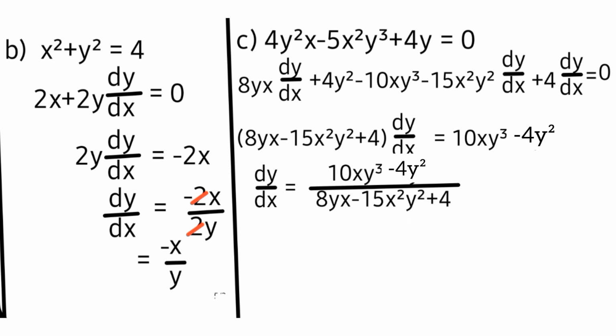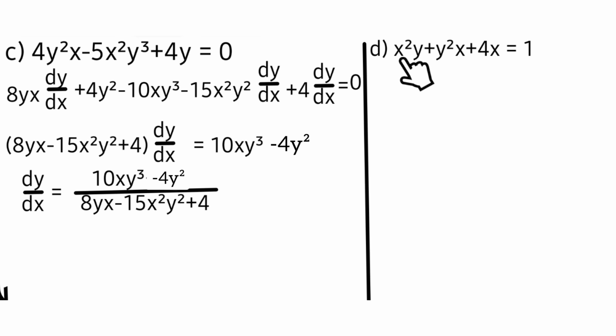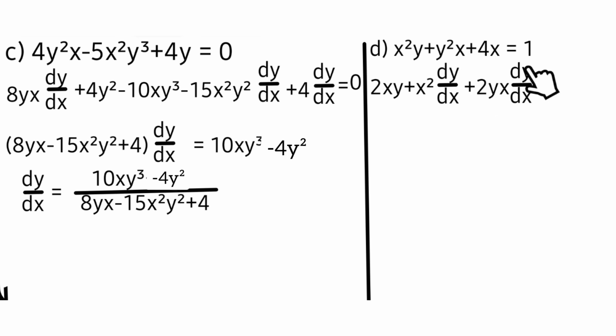Now let's proceed to answering the last question. Now let's differentiate x. 2 times xy. Let's differentiate y. The differentiation of y here is 1, so we are left with x, then dy/dx. Let's differentiate y. 2 times yx, 2yx dy/dx.